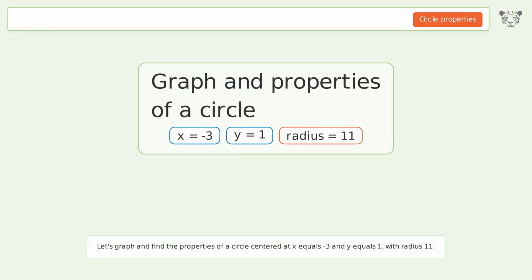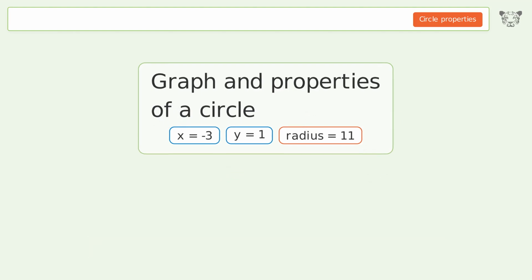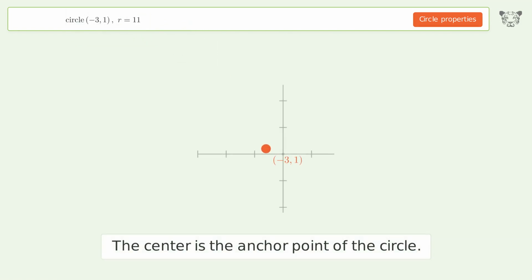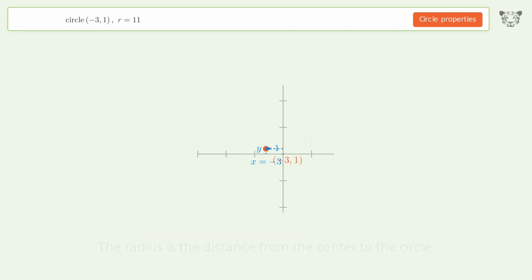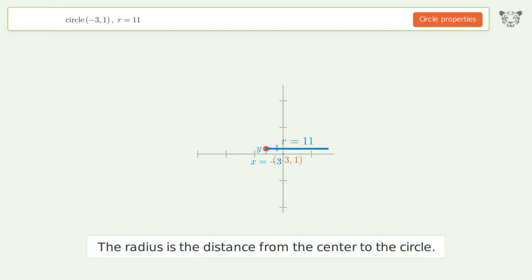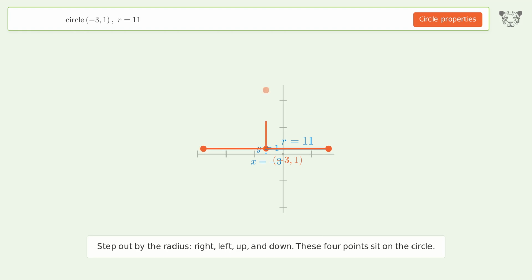Let's graph and find the properties of a circle centered at x equals -3 and y equals 1, with radius 11. The center is the anchor point of the circle. The center is at x equals -3, y equals 1. The radius is the distance from the center to the circle. Step out by the radius: right, left, up, and down. These 4 points sit on the circle.